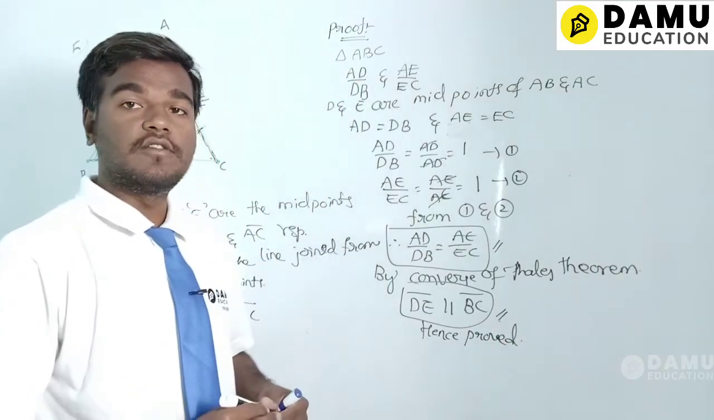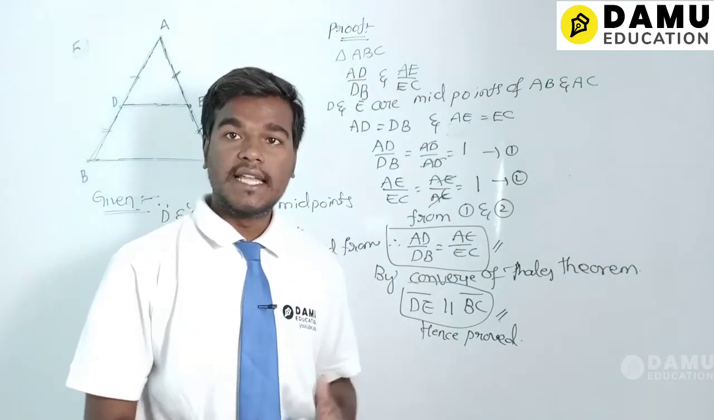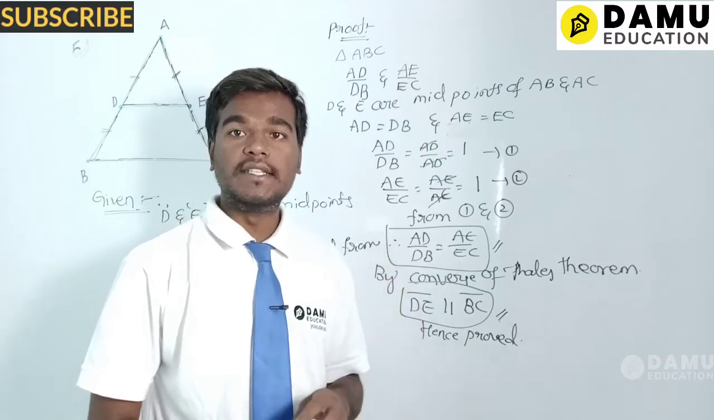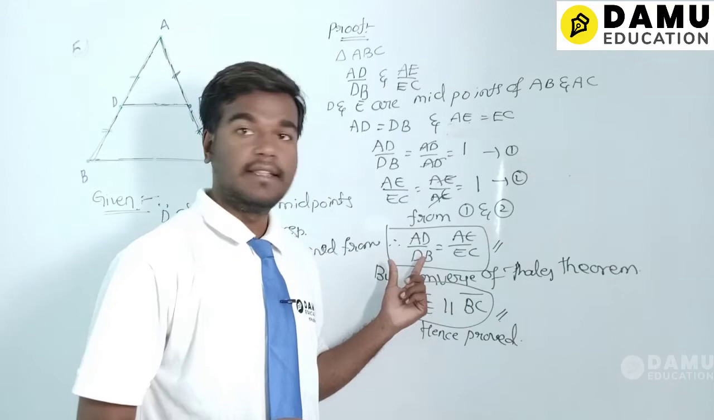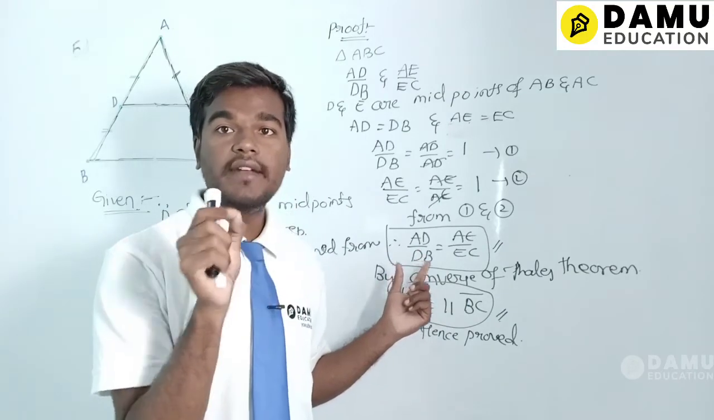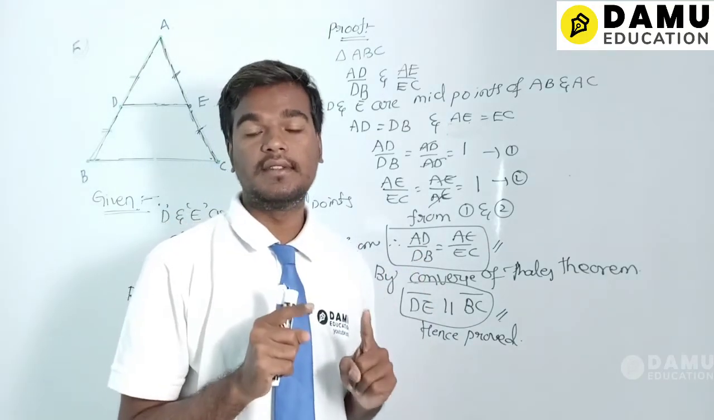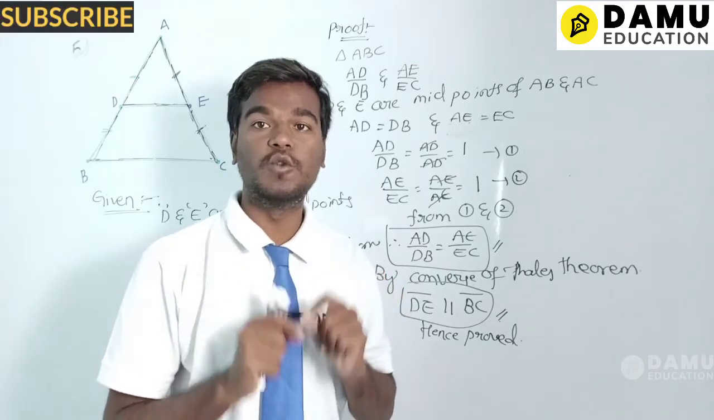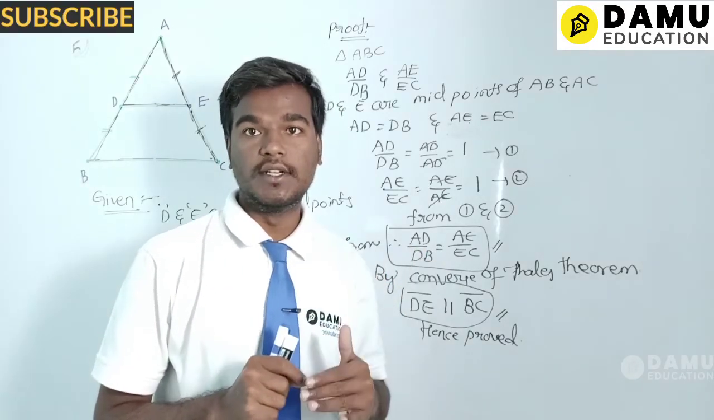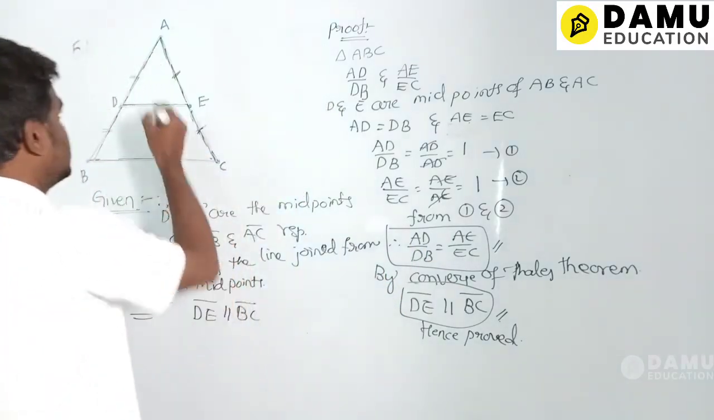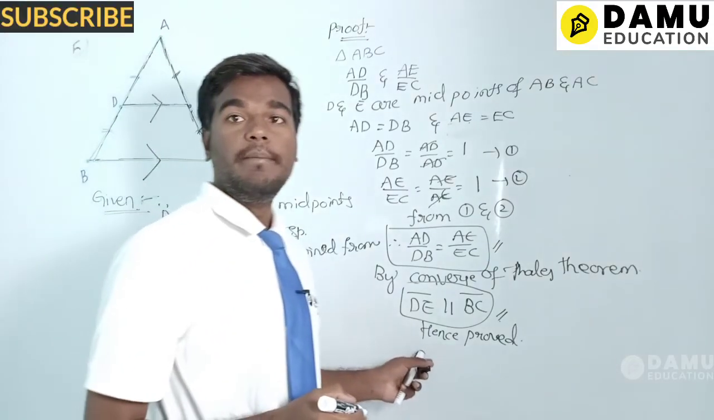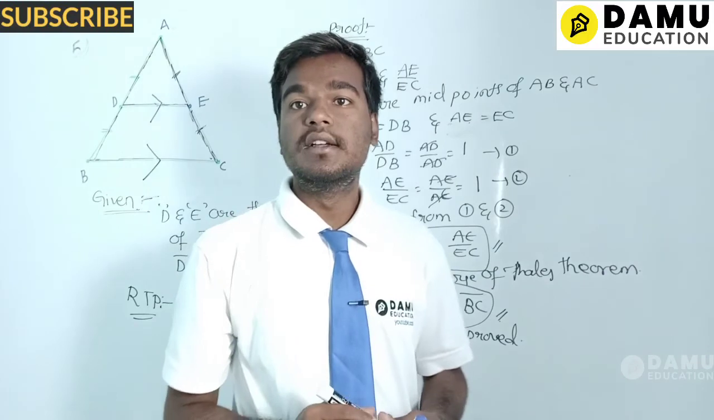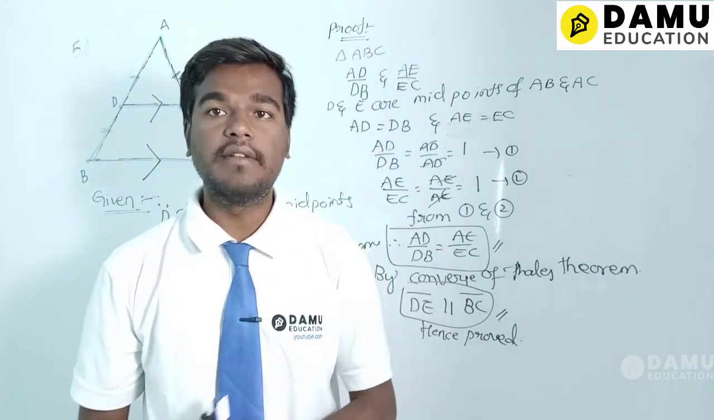So the converse of Thales theorem tells us that if any two sides of a triangle are divided into equal ratios like this, then the line joined from the midpoints of those two sides will be parallel to the third side. So here DE is parallel to BC. DE is parallel to BC. So that is the case here. That is the way of explanation.